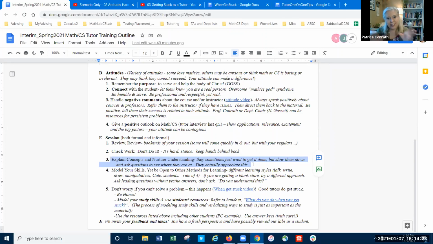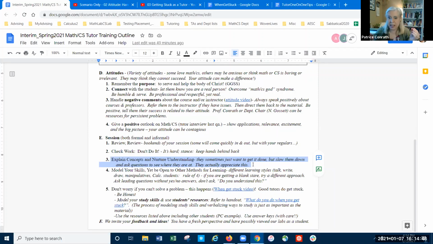And I would say balance this with the person who really does know what they're doing and does want to just get a check of their work. We've sometimes had tutors that are so into this, I'm going to nurture your understanding, that they really bug a student that's coming in. So again, remember, you're going to have all different kinds of students that are coming into Math Lab and CS Lab.